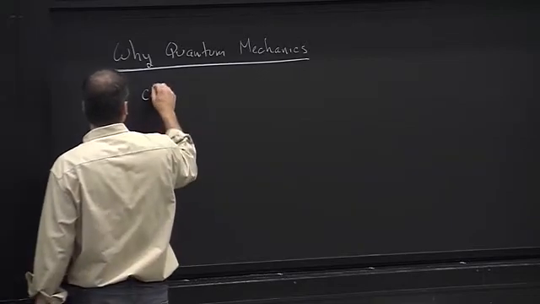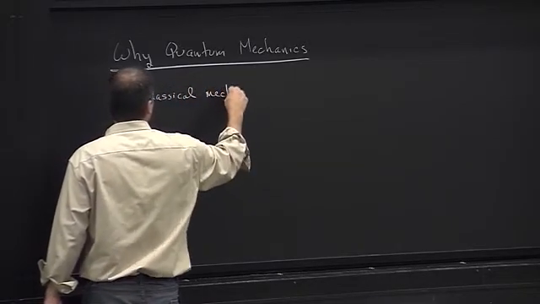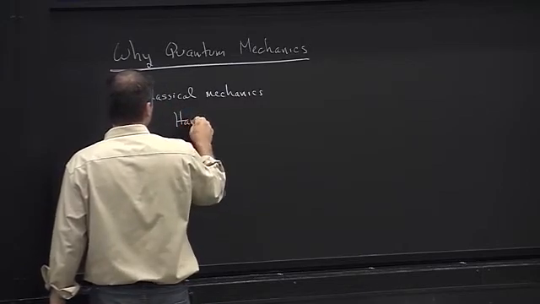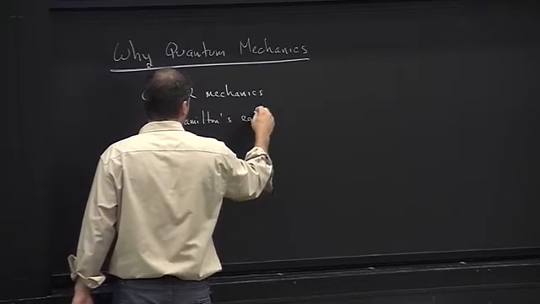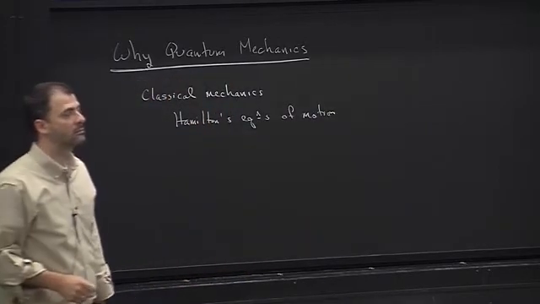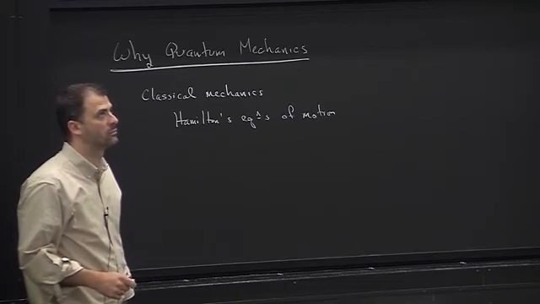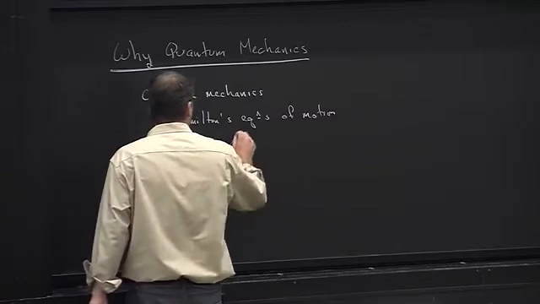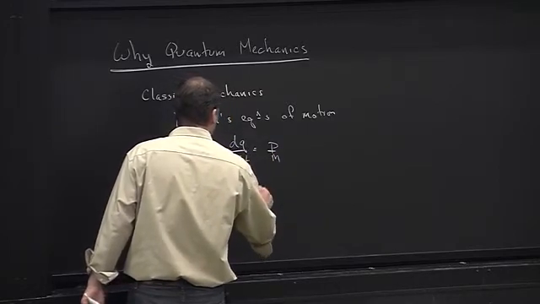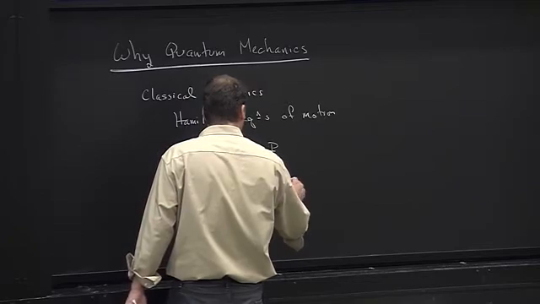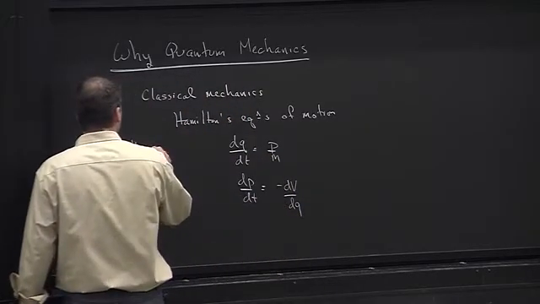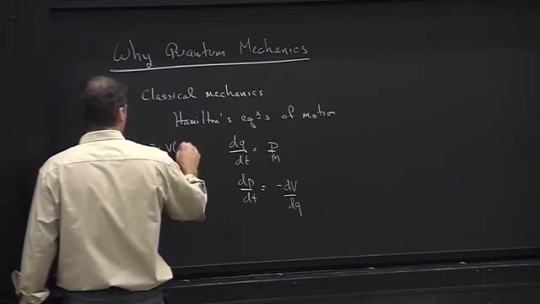Okay, so let's remember classical mechanics. So we have Hamilton's equations of motion, which I'll write down for fun. dq by dt is equal to p over m, and dp by dt is equal to minus dV by dq, where we assume we have some Hamiltonian of the form p squared over 2m plus V of q.